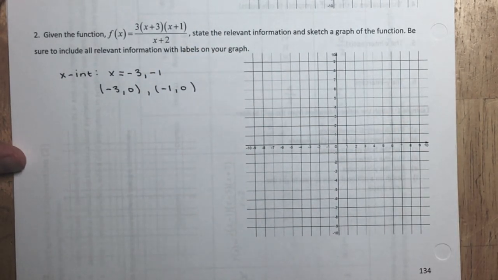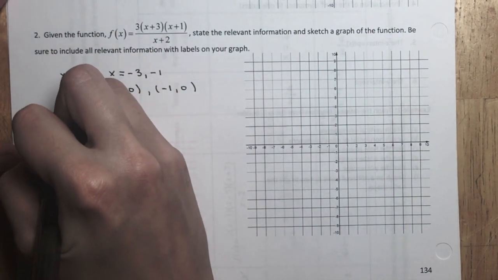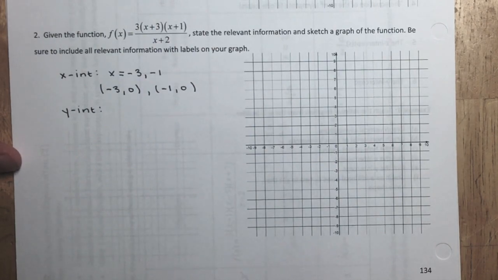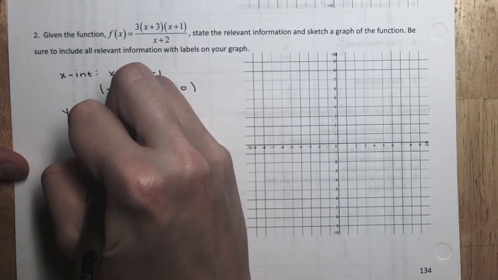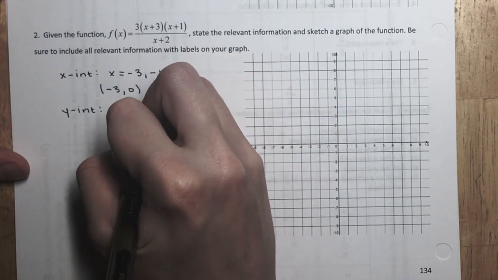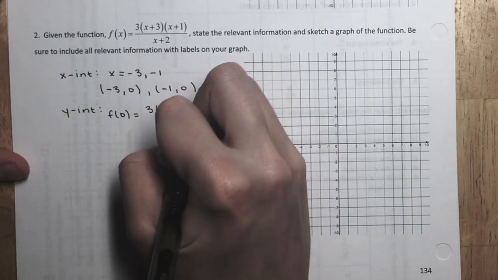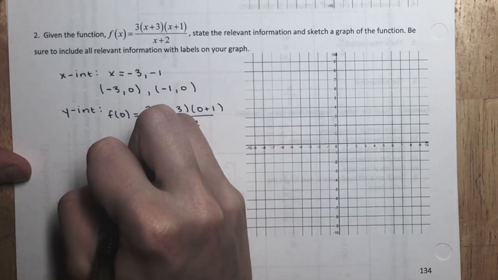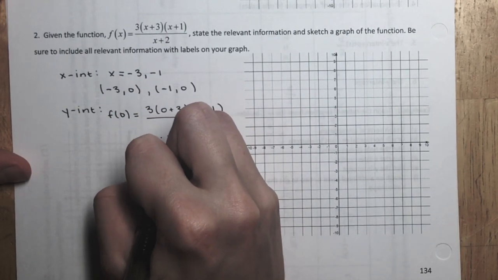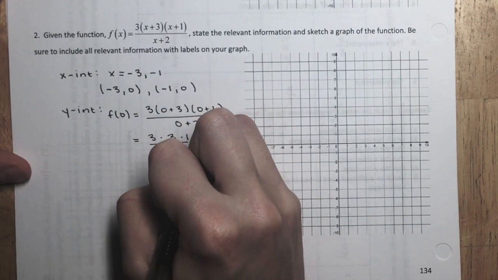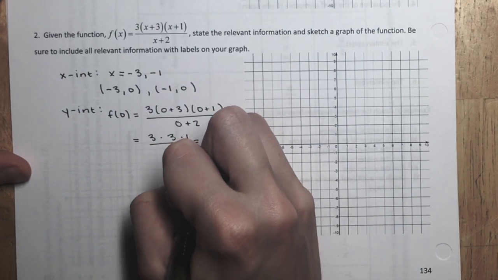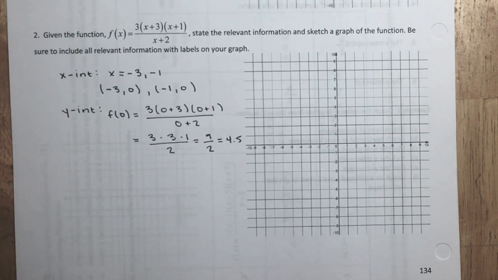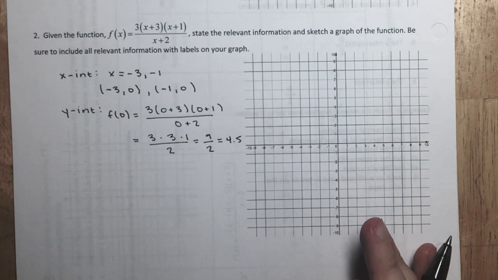All right, what about y-intercepts? So this is where x is 0, and all we have to do is plug in 0 for x. Super easy. So we end up with 3 times 1 divided by 2, or 9/2, also known as 4.5.